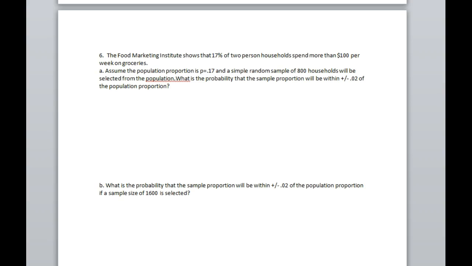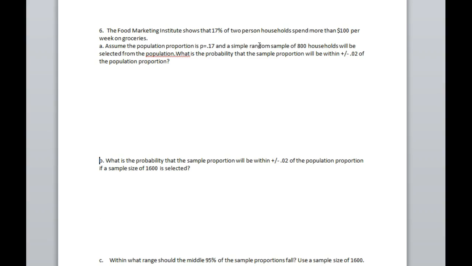The Food Marketing Institute shows that 17% of two-person households spend more than $100 per week on groceries. Assume the population proportion is p equal 0.17. So that's an assumption. We assume something about the population. And a simple random sample of 800 households will be selected from the population. What is the probability that the sample proportion will be within plus or minus 0.02 of the population proportion?